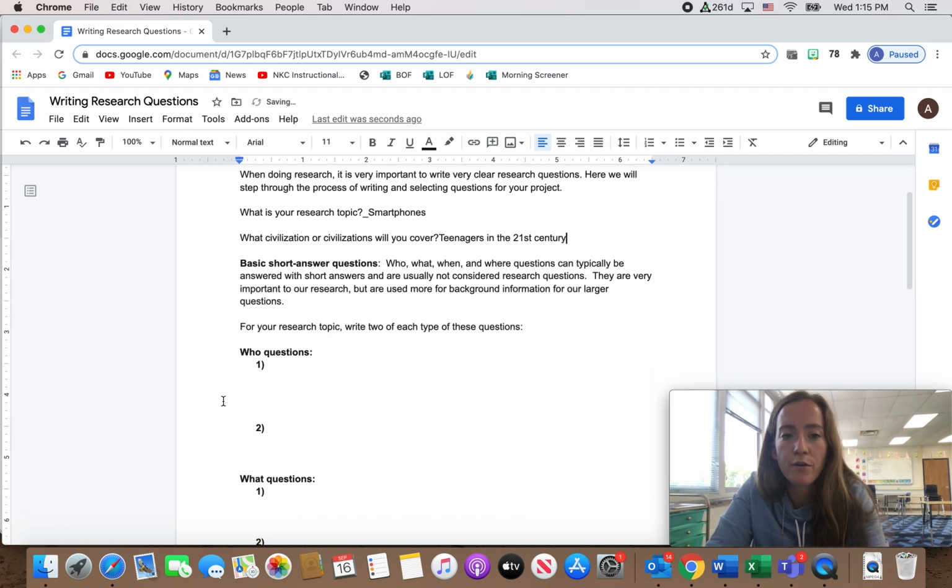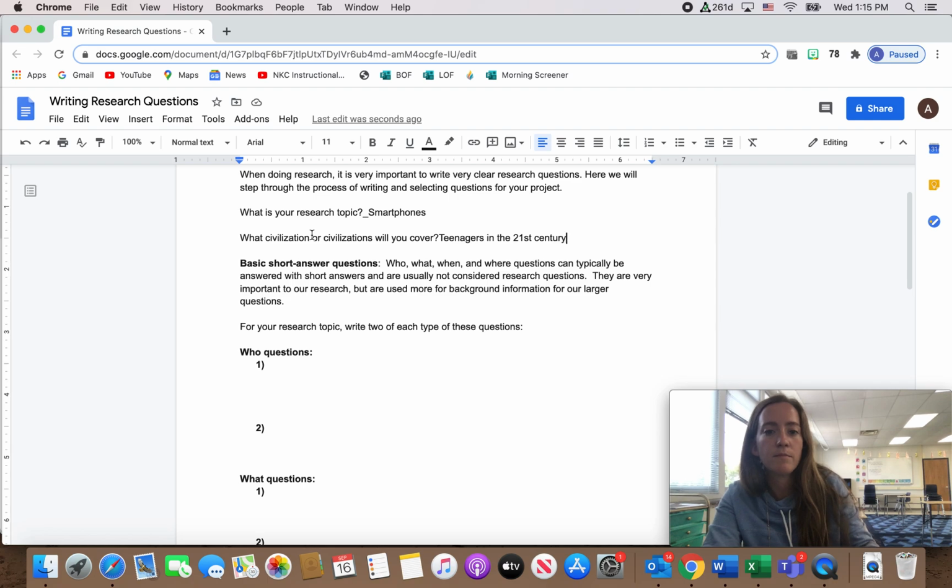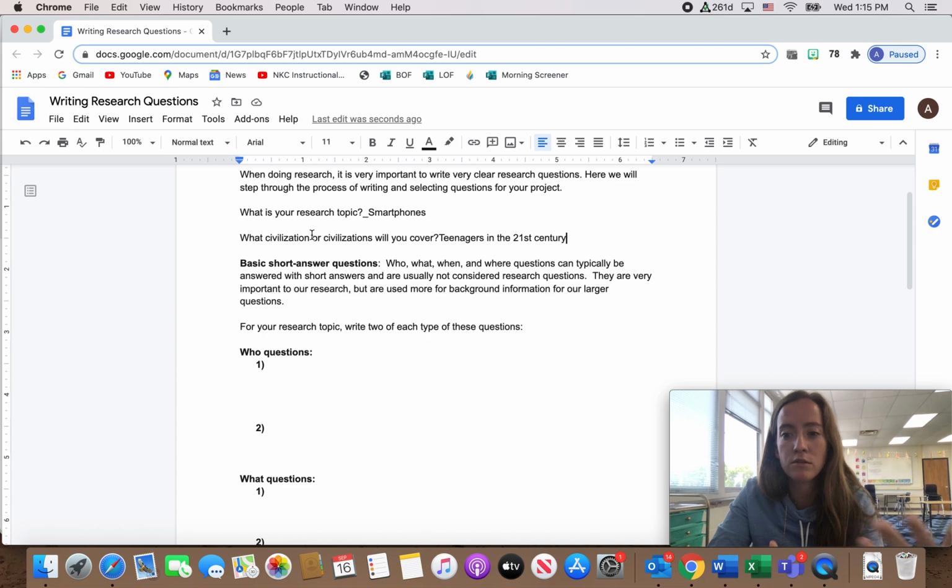Then we're going to look at some of these basic short answer questions. Those are your who, what, when, and where questions, and those can typically be answered with shorter answers, and they're not really considered research questions. They're important to our research, but they're mostly used to provide background information.